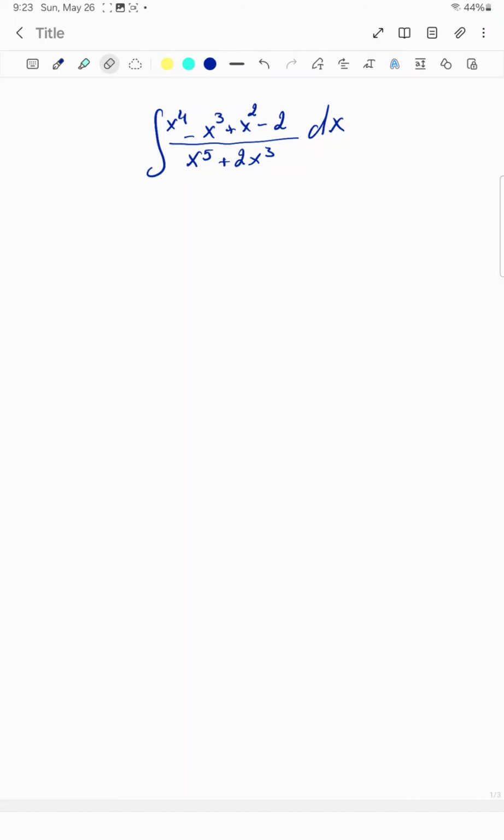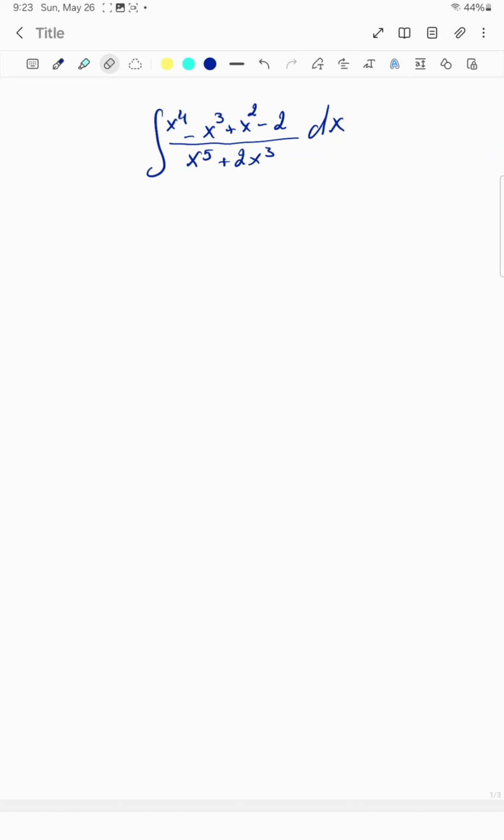In this video, we will try to integrate the problem in front of us. And if I look at that problem, whenever you see that the degree of the numerator is less than the degree of the denominator, forget about the long division. All we have to think about is integration by decomposition into partial fractions. And this is what I'm going to be doing here.